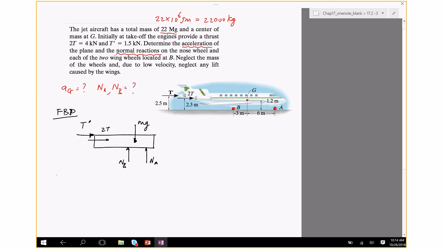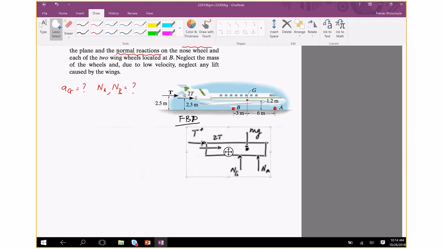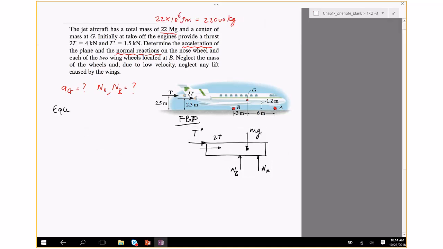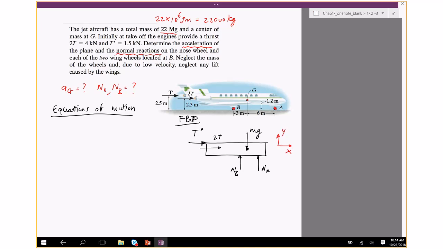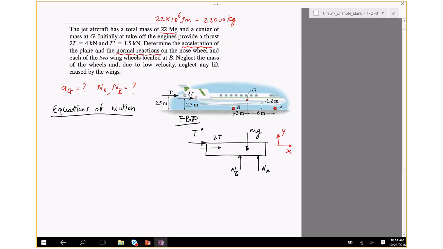So next is equations of motion. In this case, you're better off trying to use Cartesian coordinates x, y, because the plane is going along the x, y axis. It's not like a pendulum where things are rotating about an axis. So equations of motion.